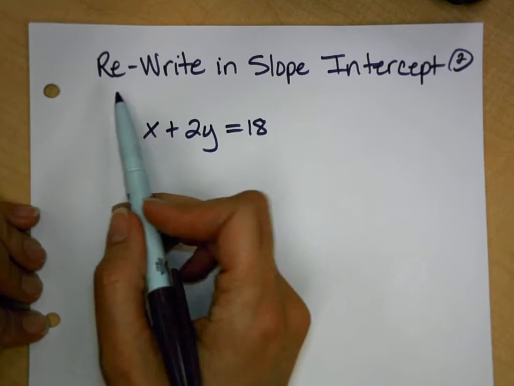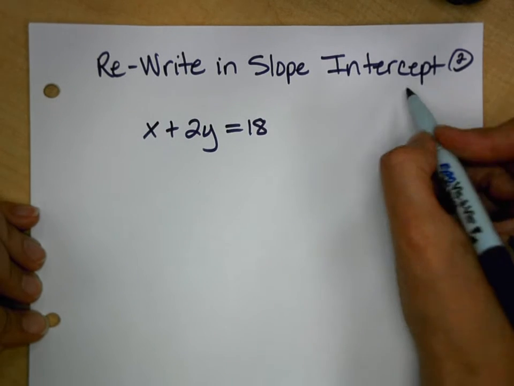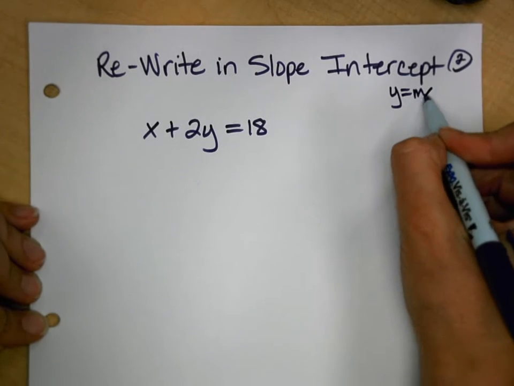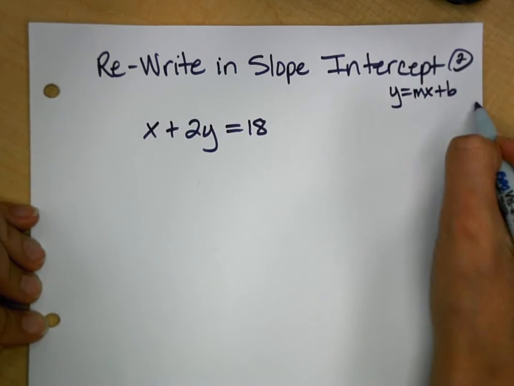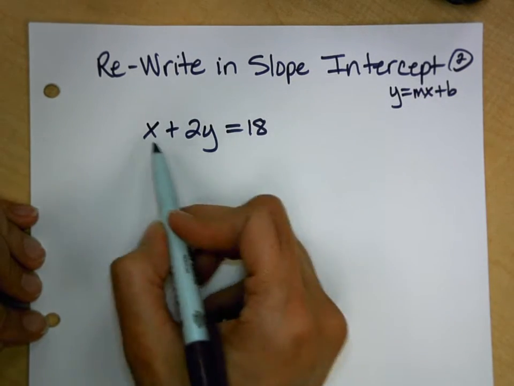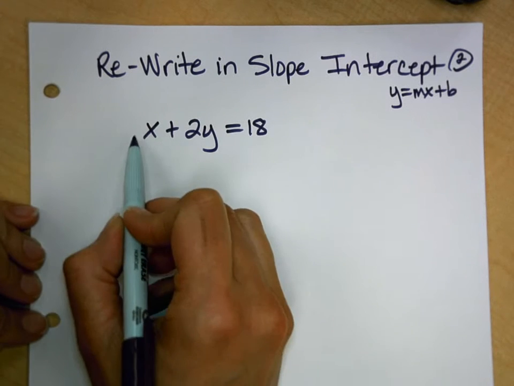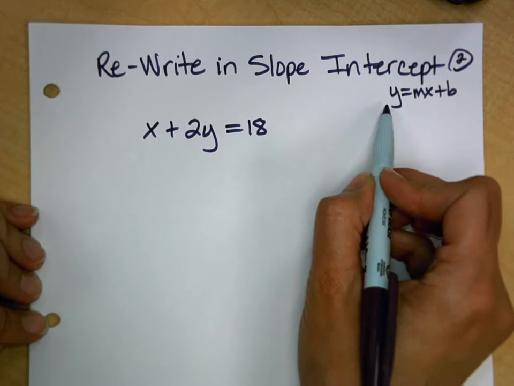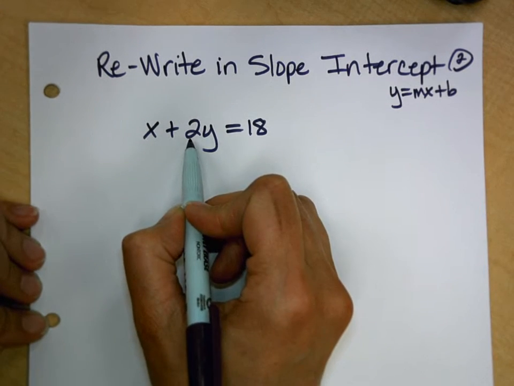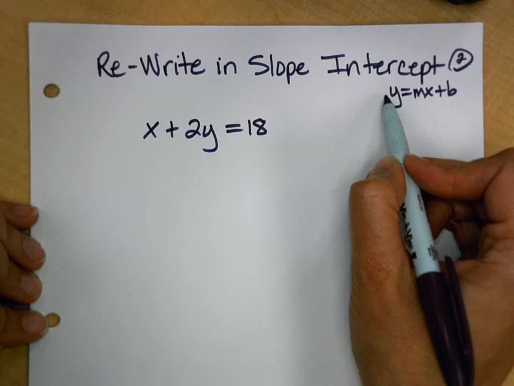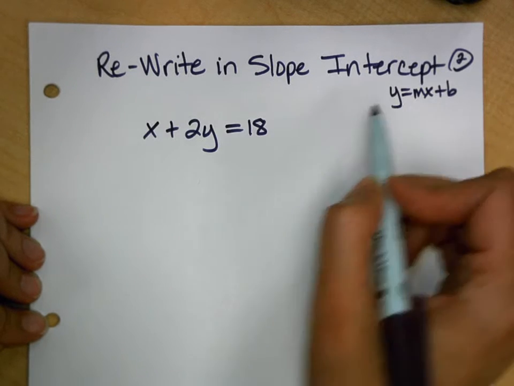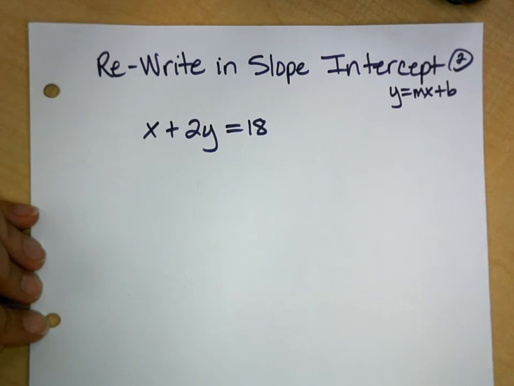Okay, video number 2, rewriting into slope-intercept form. Remember, y equals m times x plus b is where we want to be. And we can see with this equation there's a couple of things wrong. First of all, we have the x term on the left, which we don't want, and there's also a coefficient in front of y, and our coefficient needs to be a 1, or y needs to be isolated. So we have to do a few things to this one.